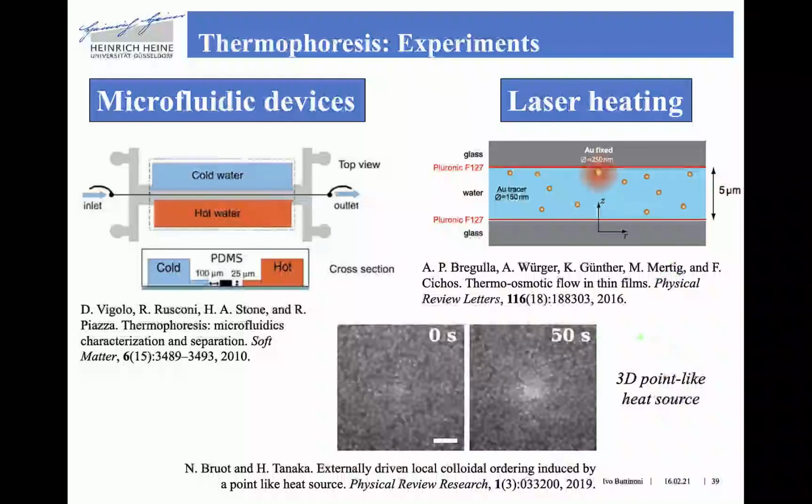A similar experiment, but for the case of thermophoresis, has been done by optically trapping a light absorbing colloid and looking at the migration of surrounding microparticles under this three-dimensional point-like source, where in this particular example, we have a migration of the particles towards the hot region, so that in other words the particles have a negative Soret coefficient.